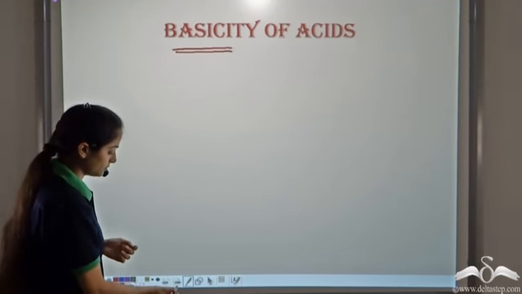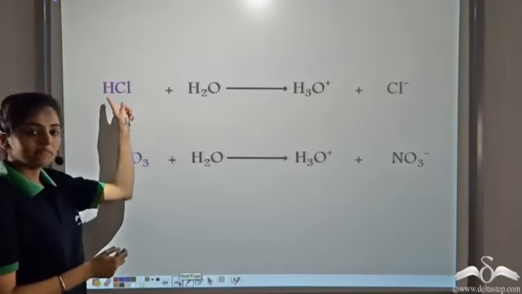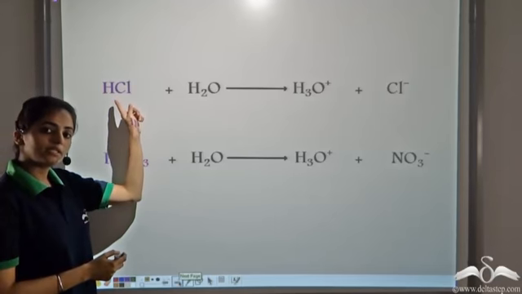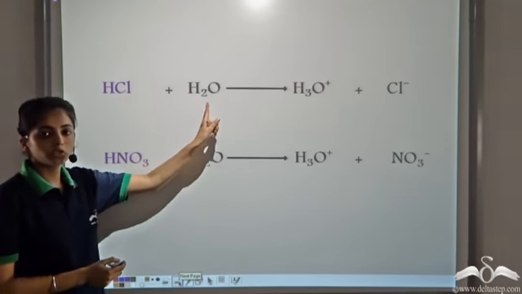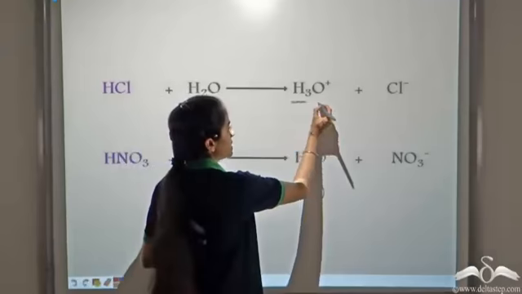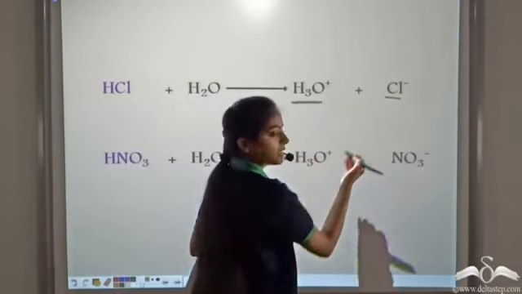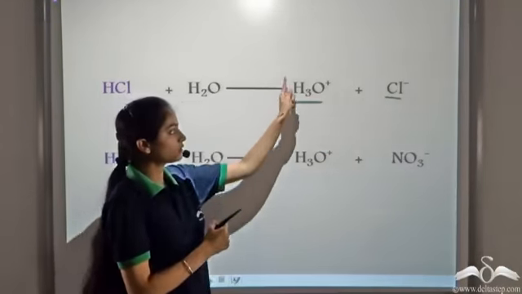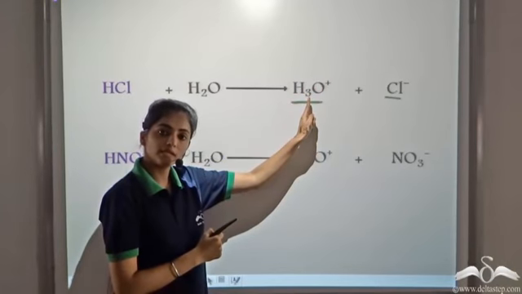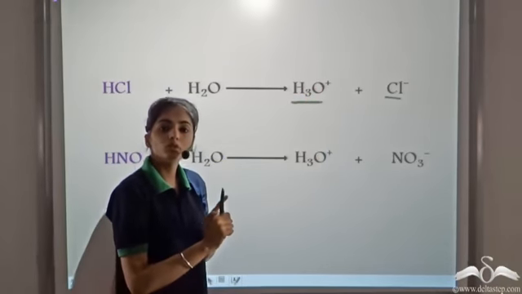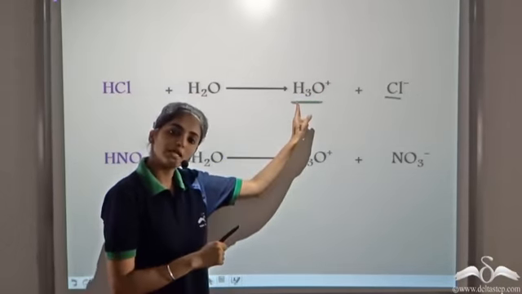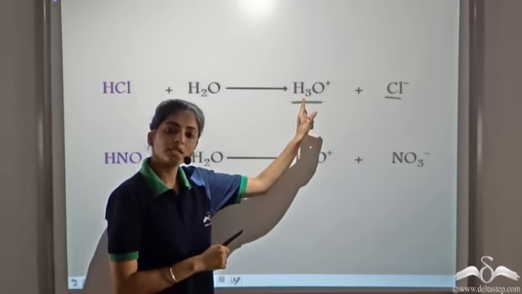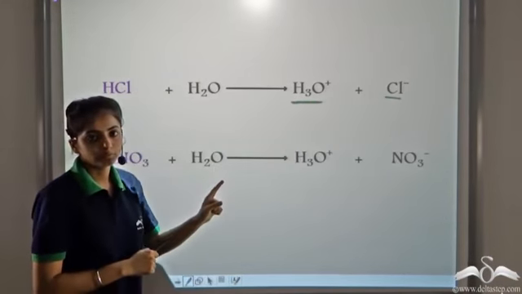Let's take an example. We have HCl. When it is dissolved in water, it produces one H3O plus ion and one Cl minus ion. Now, since it produces one H3O plus ion, it requires one OH minus ion to neutralize it. So, the basicity of HCl is 1.